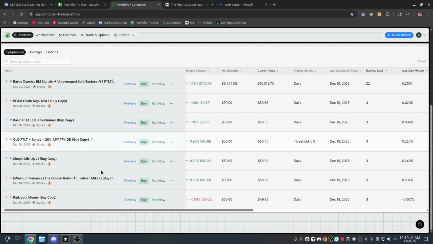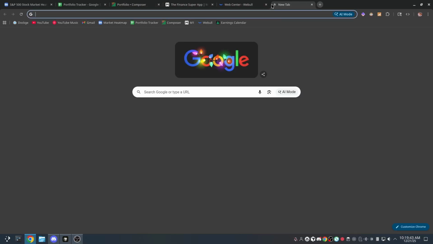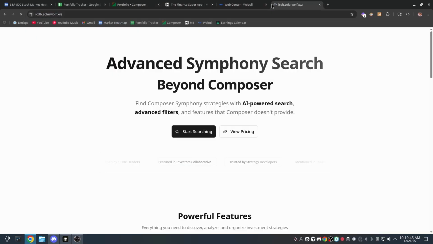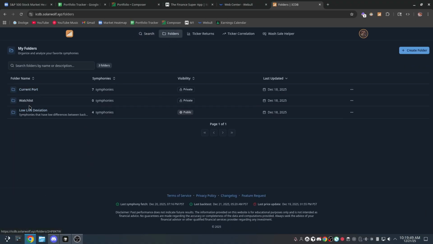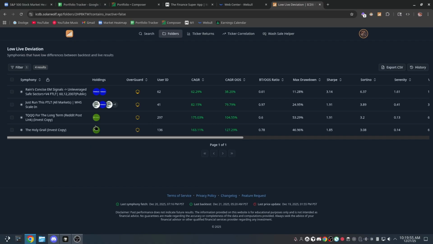So the cool thing is, I picked a few of these. Let me open ICDB actually and display what I'm talking about here. If I go into my folder and go to current port, first of all, I have that folder here, low live detect a deviation. Those are all of the symphonies that I had in my portfolio except for one of them, just because it wasn't in the database. I should probably add that. It's the QQQ lever that I created way back in like May.